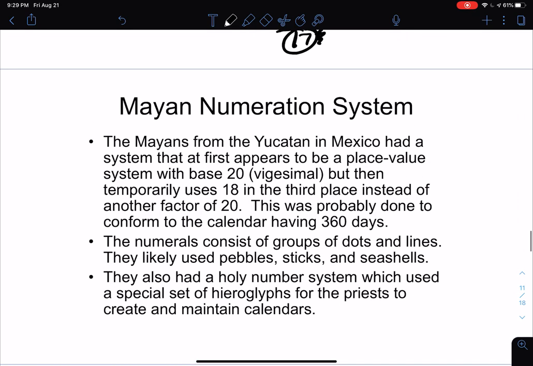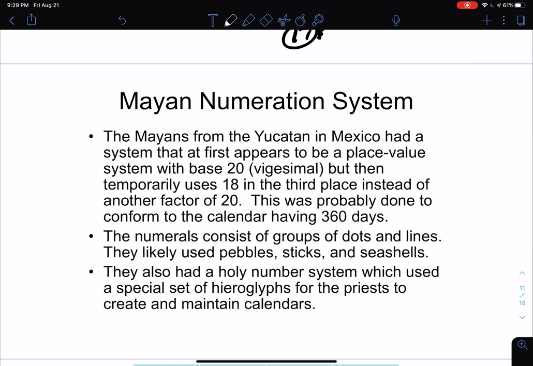And if you can do Babylonian, you can do Mayan. Except Mayans threw a little tiny wrench into it. I'll show you what it was. The Mayans put a little extra difficulty in, but it's not that bad when you understand why. They were from the Yucatan Peninsula in Mexico. At first it appears to be a place value system with base 20, a vigesimal system. But in the third place value, they temporarily use an 18 multiplier instead of another 20.